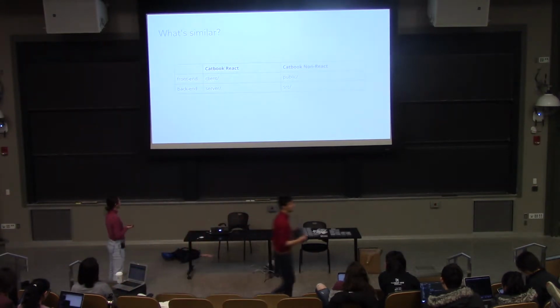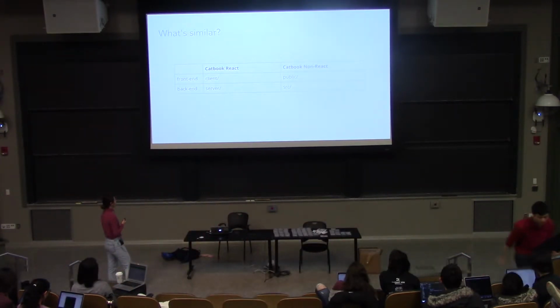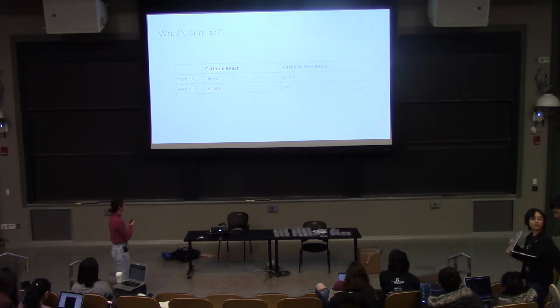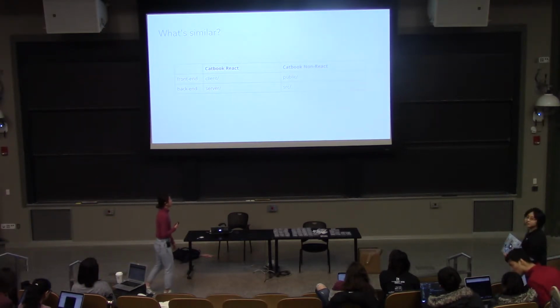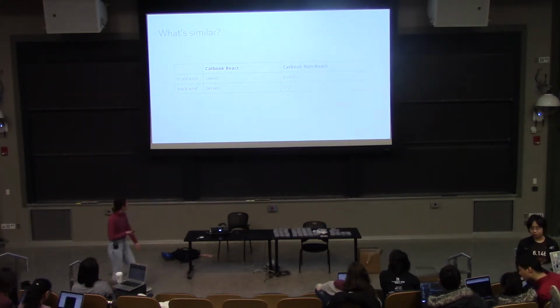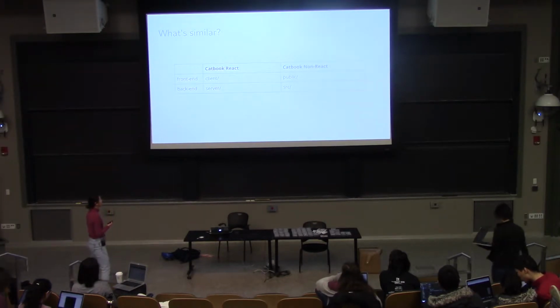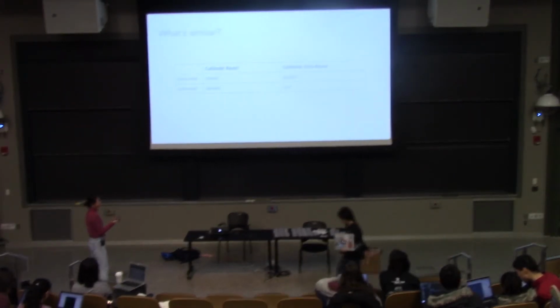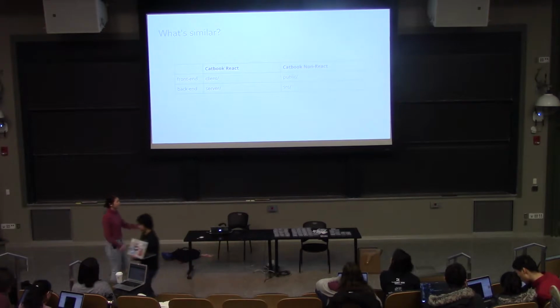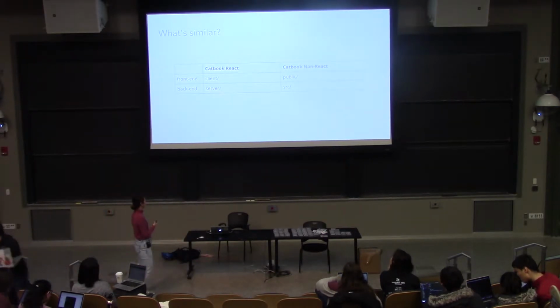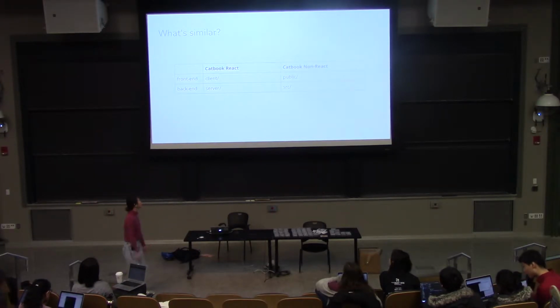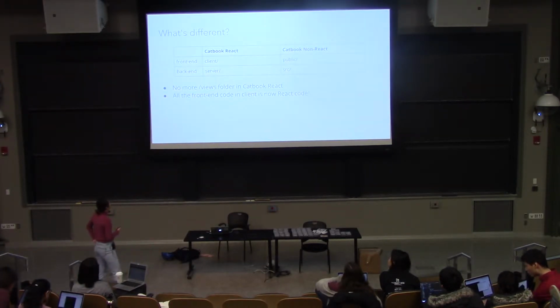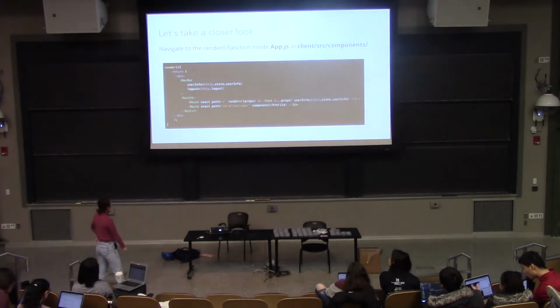In Catbook React, we have the front end is client, and the non-React version folder is public. For the back end, we have server, and the non-React version is something called source. So these backends are very similar. Front end, obviously one's in React and one's not. So let's continue.